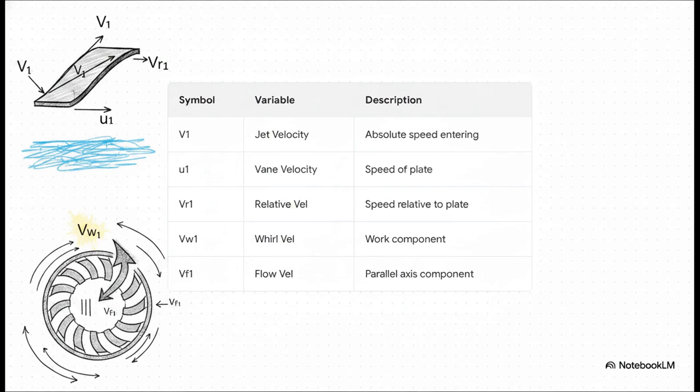V1 is the absolute raw speed of the water jet, but because the plate itself is moving away at speed U1, the water actually feels like it's hitting the plate at VR1, which is the relative velocity. Finally, we break that absolute velocity down into 2 functional parts. VF1, which just pushes the water through the system, and VW1, the whirl velocity. And guys, the whirl velocity is the absolute magic ingredient here. It's the only component that actually does physical work and spins the turbine.